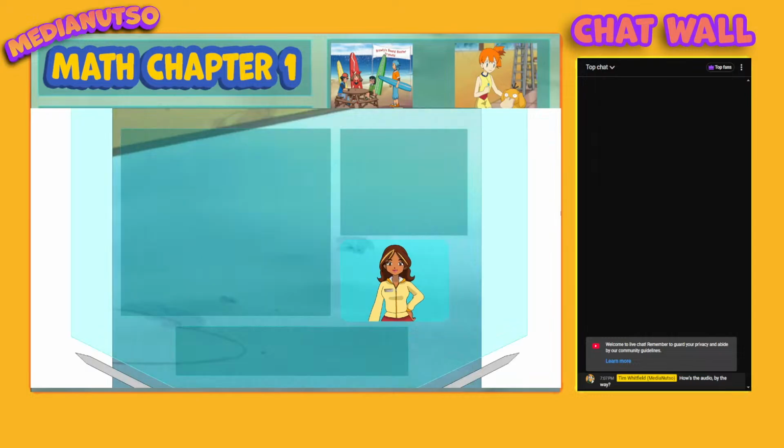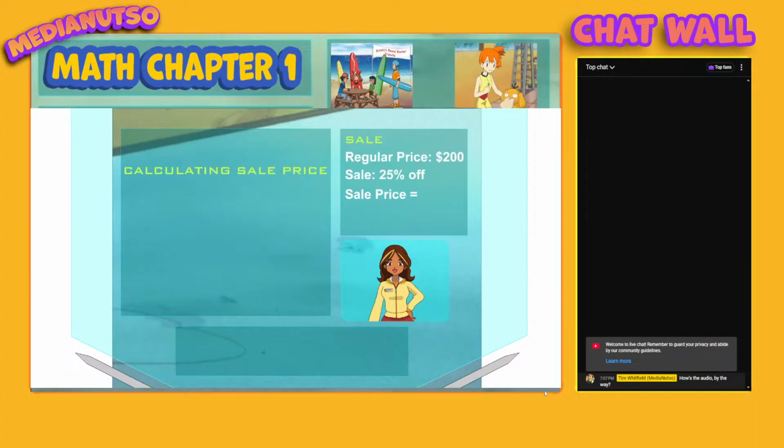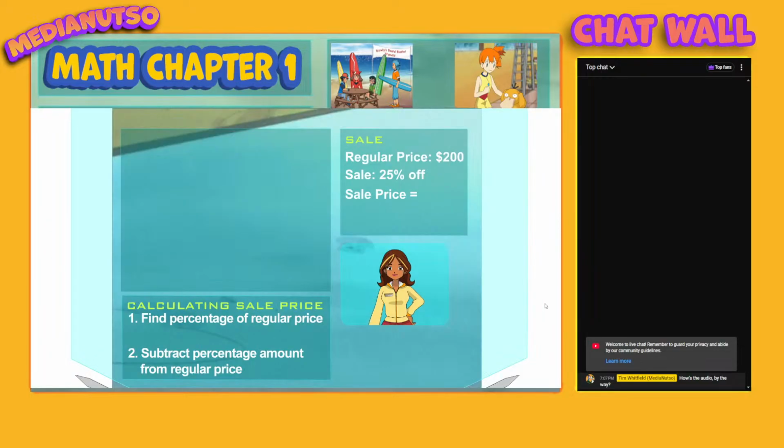So here we go. Let's say a surfboard regularly costs $200, and on sale, it's 25% off. To calculate the reduced sale price, we first have to find 25% of $200, and then subtract that amount from the regular price. I call that descent by the percent. Okay, so step 1. 25% of 200? Can you give it a try?